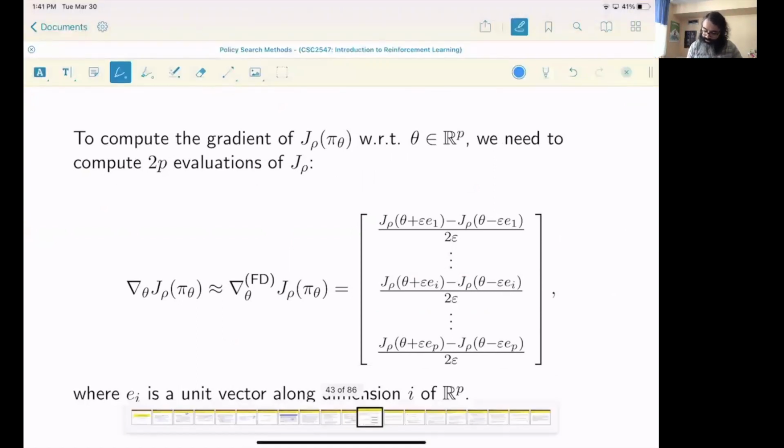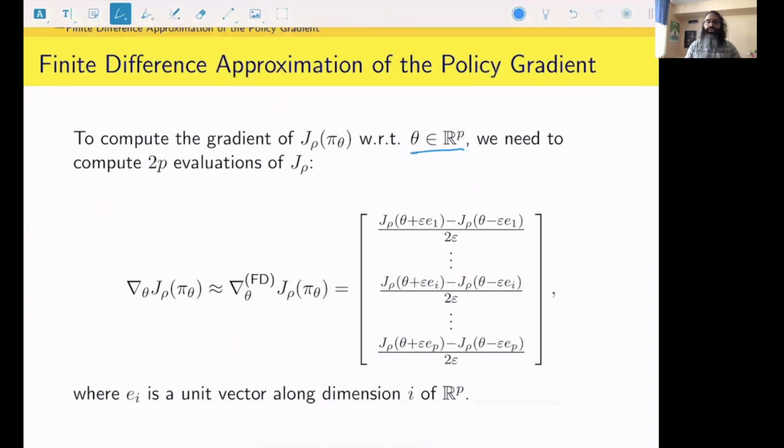So if theta is a p-dimensional vector, for each dimension we do this finite difference approximation. The derivative of J_ρ(π_θ) with respect to theta 1 would be approximated by J_ρ(π_{θ+εe1}) minus J_ρ(π_{θ-εe1}), divided by 2 epsilon, where e1 is a vector whose first element is equal to 1 and the rest are 0. Essentially I move the first dimension of theta epsilon forward and then epsilon backward, compute the performance, divide by 2 epsilon, and I do it for each of these p dimensions. So in total, I need 2p evaluations of J_ρ in order to compute this.